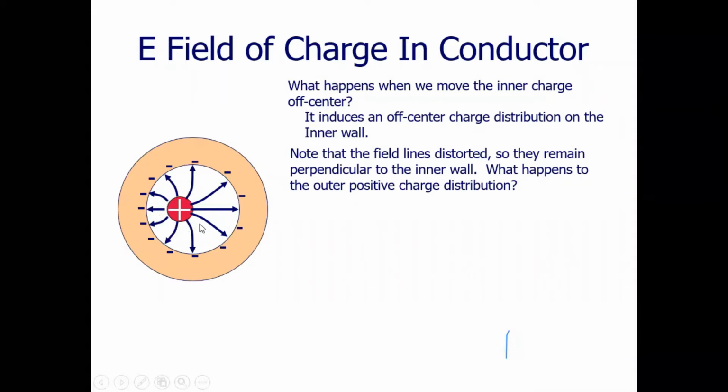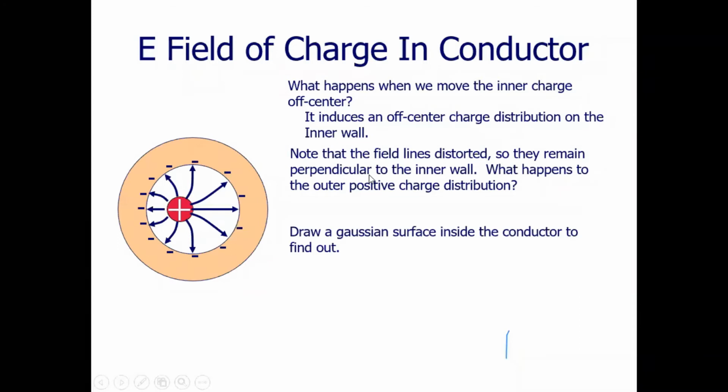So there are two things that we have noted. First of all, the arrangement of the charge on the inner surface of the conductor is such that on the side which is nearer to the charge, there will be more charge. There will be more charge on that surface than on the surface where the charge is further. Secondly, the electric field lines will be distorted in such a way that they are always perpendicular at the surface.